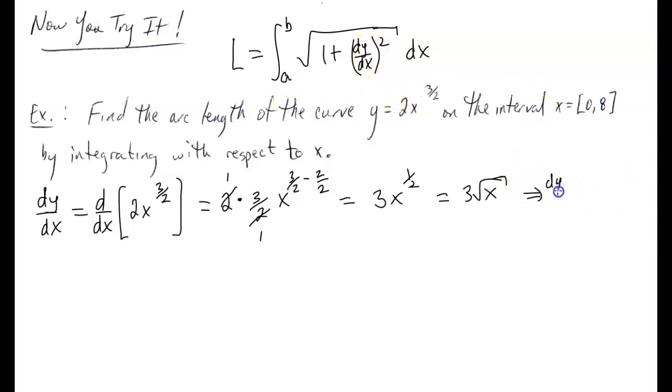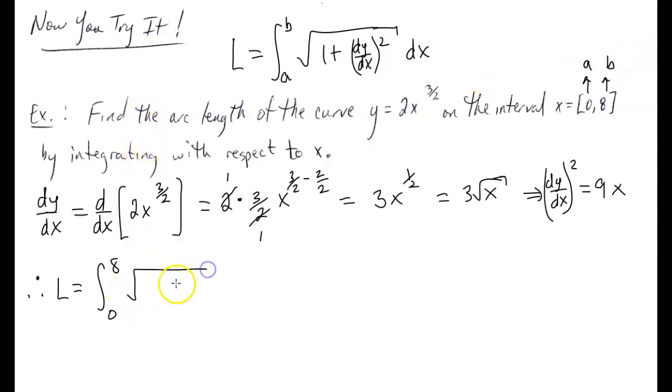And so this implies that if we take the derivative and square that, it's like taking 3 squared, which is 9, and the square root of x squared, which is just x. So now we know what the derivative of y with respect to x squared is. Therefore, the arc length from 0 to 8, because this should be what a is, and that should be what b is, where we start and where we stop, is the integral of the square root of 1 plus 9x dx.